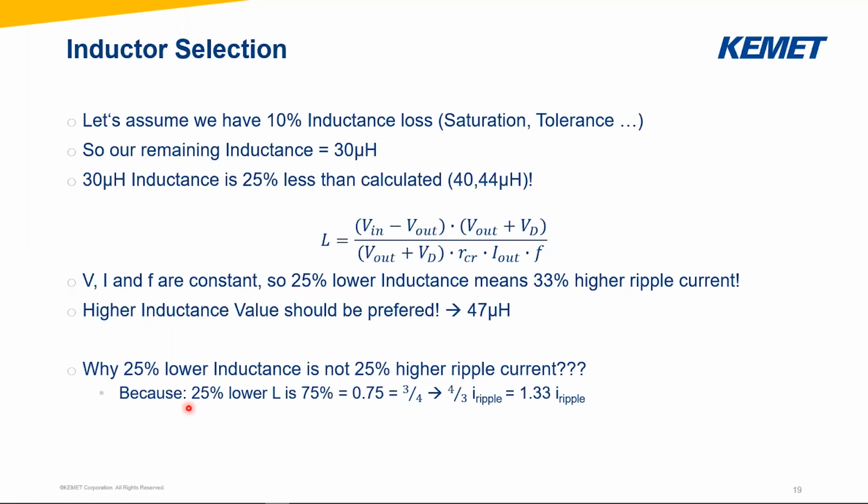Now, for those of you who might think this makes no sense, 25% and 33% higher ripple current, I can give you the mathematical equation behind this. 25% lower inductance means 75% remaining. This is 3/4, and this will finally be 4/3 higher ripple current. And this is 33% higher ripple current. Just to give you a short explanation. If you still don't believe me, you can call me later.